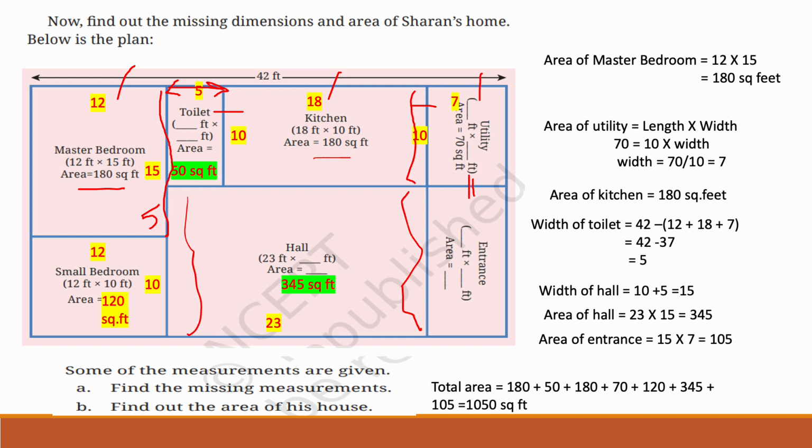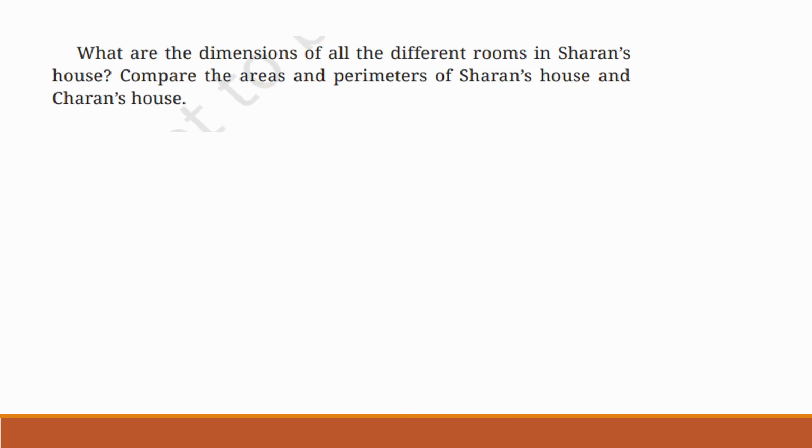Then total area is 180 plus 50 plus 180 plus 70 plus 120 plus 345 plus 105. That is 1050 square feet. What are the dimensions of all the different rooms in Sharon's house? Compare the areas and perimeters of Sharon's house and Charan's house.